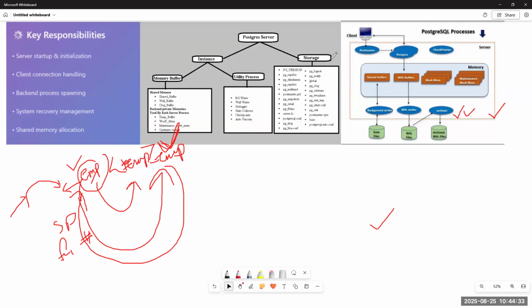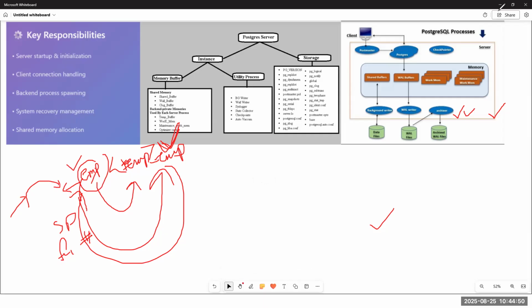Okay, you mean to say that after completing the transaction, the data is moved to the temp file, right? Yes, sir. Okay, got it. Got it? Yes, everyone? I'm lost, but I'll catch up.